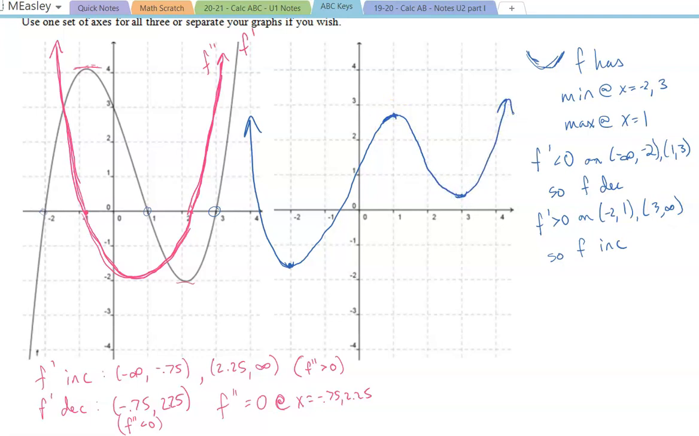And if you want to go through and look at concavity, you can. Okay, so again, your graph could look different from mine. We just have to have the extrema at the same x values and the same general shape around them.